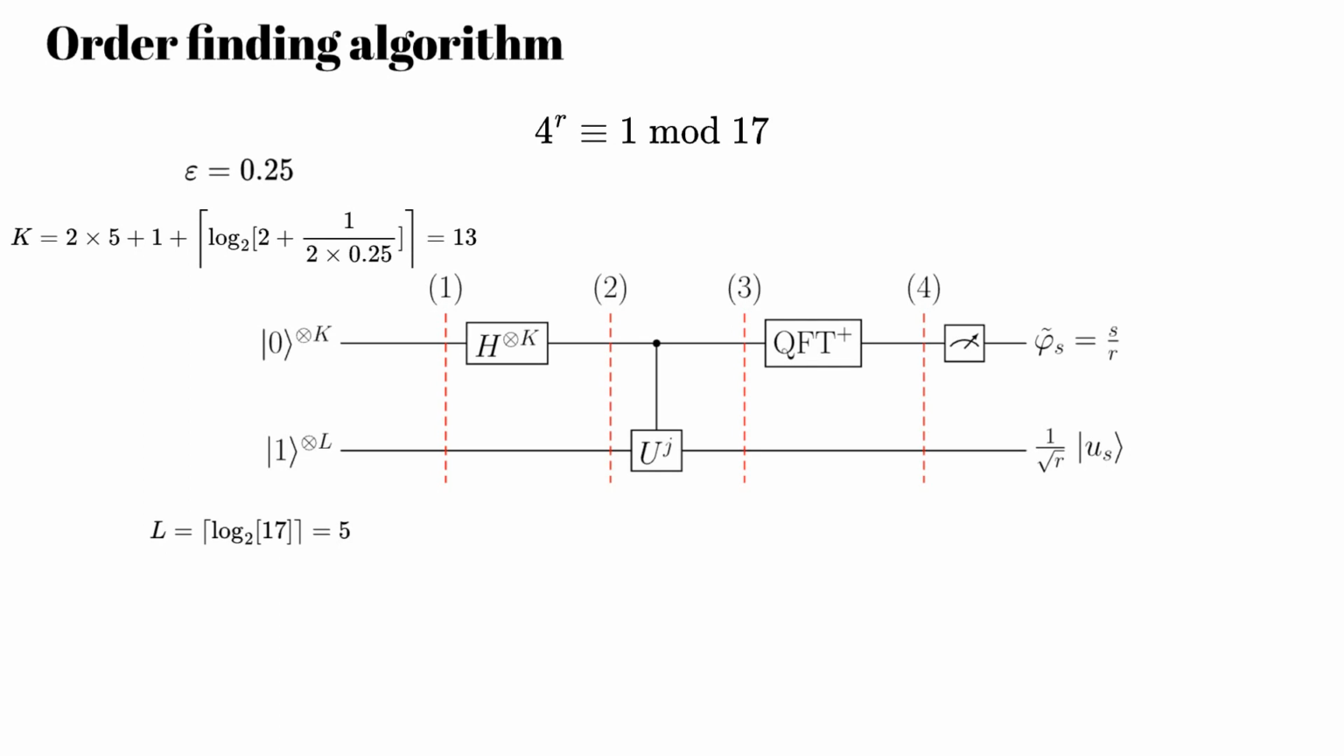The circuit shown here uses the controlled U operation we just defined, with each qubit in the first register deciding whether to apply the operator U on the second qubits.